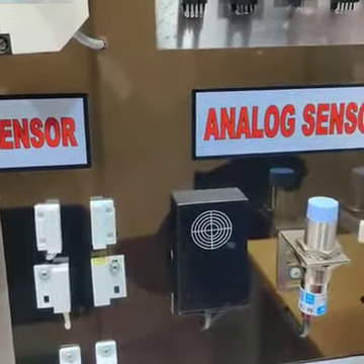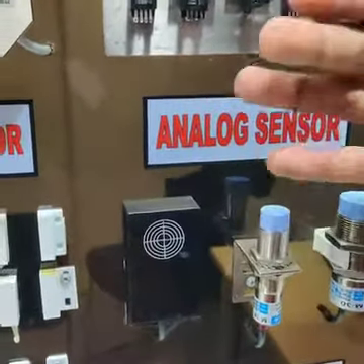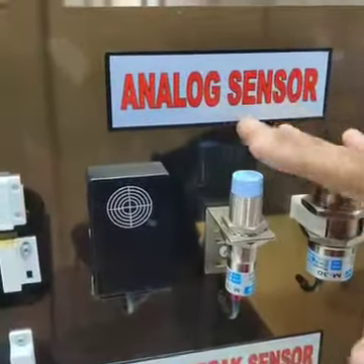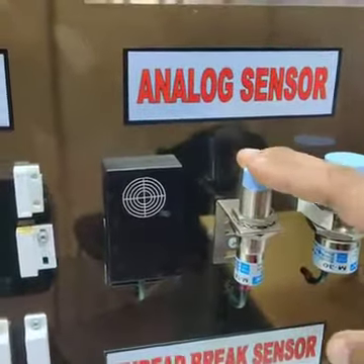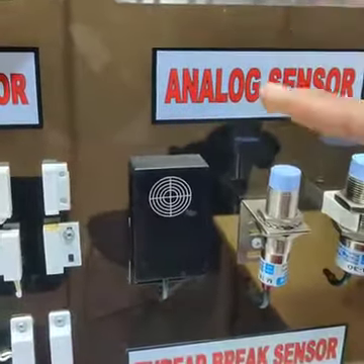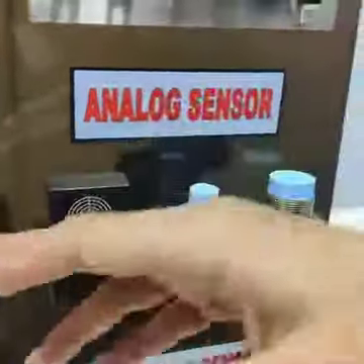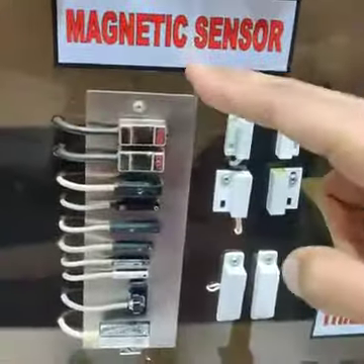It gives the current variation or voltage variation when the target would come in the sensing range. The current variation is about 4 to 20 milliampere, and the voltage variation is about 0 to 10 volt, depending upon the target, how the target is varying in the sensing range. Now we have the magnetic sensor.